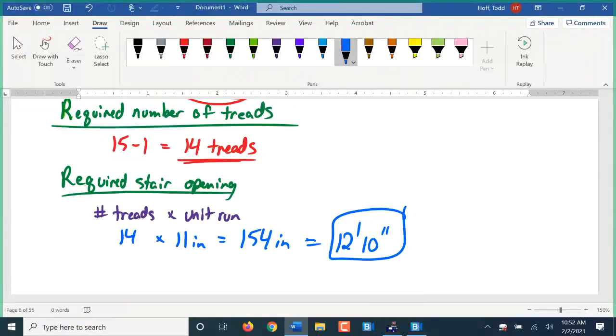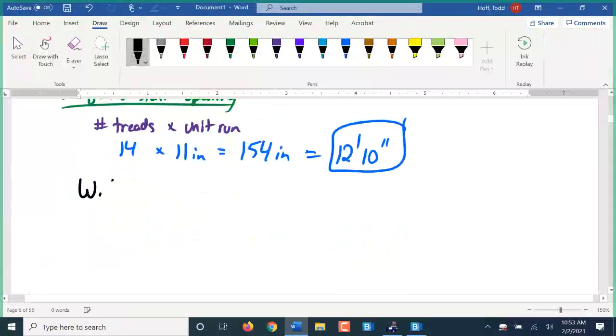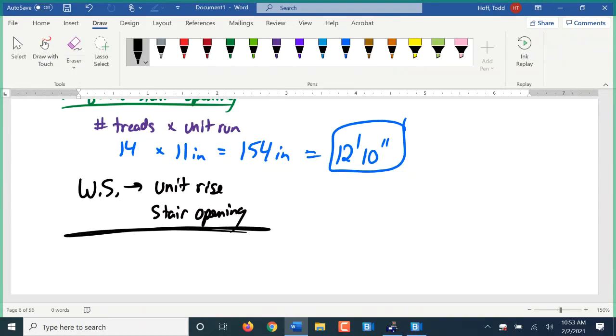We will discuss some things on Thursday about things we can do to fudge that stair opening. For right now, I think you guys have had enough. There is another worksheet in Blackboard, finding the exact unit rise and stair opening. That's also posted in today's section of Blackboard, so you can pull that worksheet down. We'll go over this stuff more on Thursday.